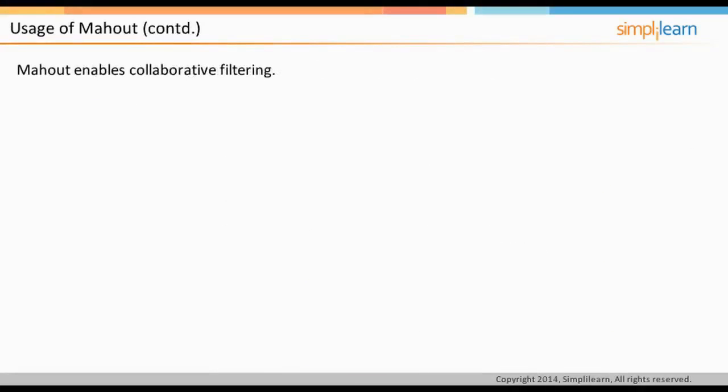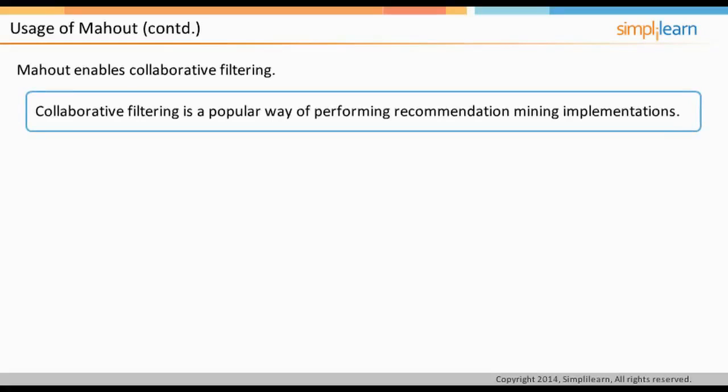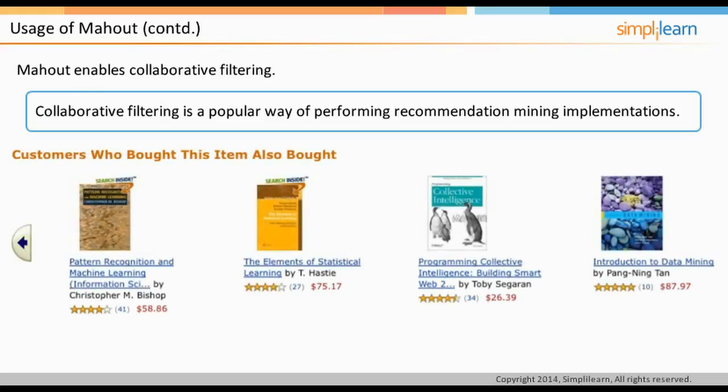Another concept of machine learning is collaborative filtering. Mahout enables collaborative filtering. Collaborative filtering is used where data mining is performed for recommendation engines. Examples of collaborative filtering can be found in shopping websites where data is displayed depending on the user's browsing experience. One such example is shown on the screen. In the next screen, we will focus on Apache Cassandra.